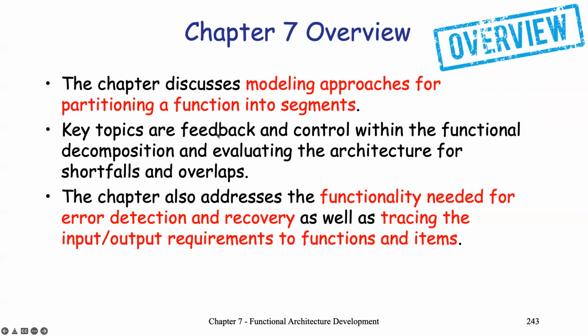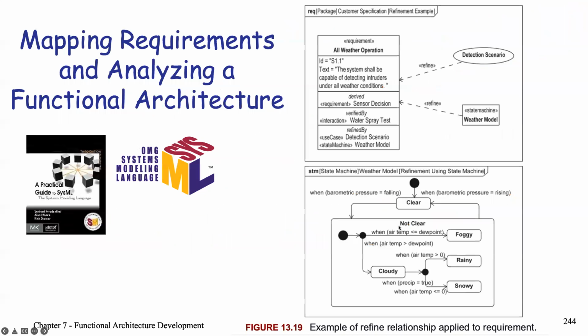So key topics are feedback and control within the functional decomposition, and evaluating the architecture for shortfalls and overlaps. So a couple things. How do we do the feedback and control? How do we evaluate for shortfalls and overlaps? For a really good partition, you don't want to have overlaps. This chapter will also address the functionality needed for error detection and recovery. That would be toward the end of the chapter, as well as tracing the input and output requirements to functions and items.